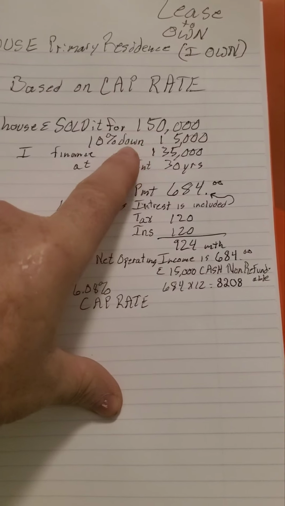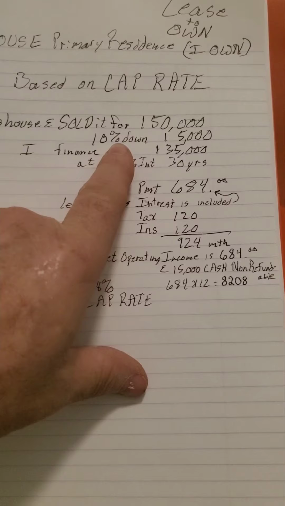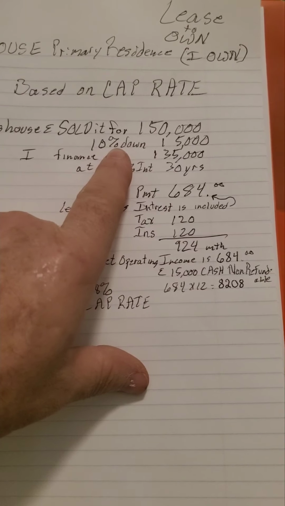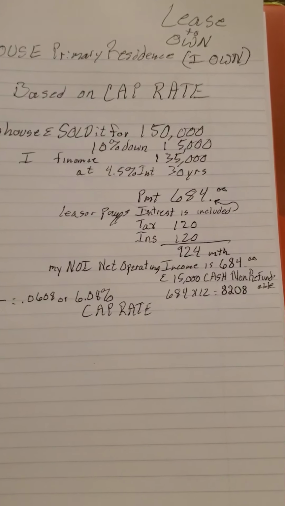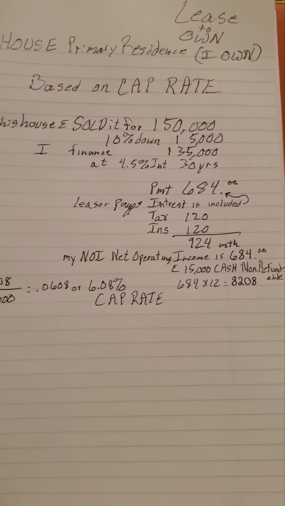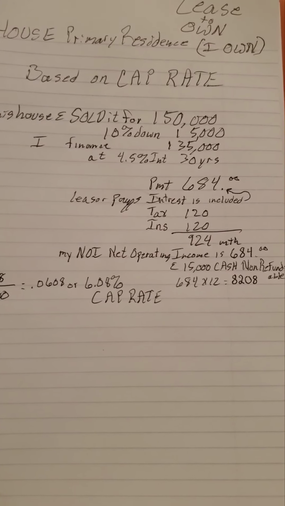Key point right here. I got 10% down. Why so much down payment? Because I'm going to sell this to an individual that has bad credit and can't have a home. The banks won't loan to bad credit. If they have 10% down, I'll loan to them.